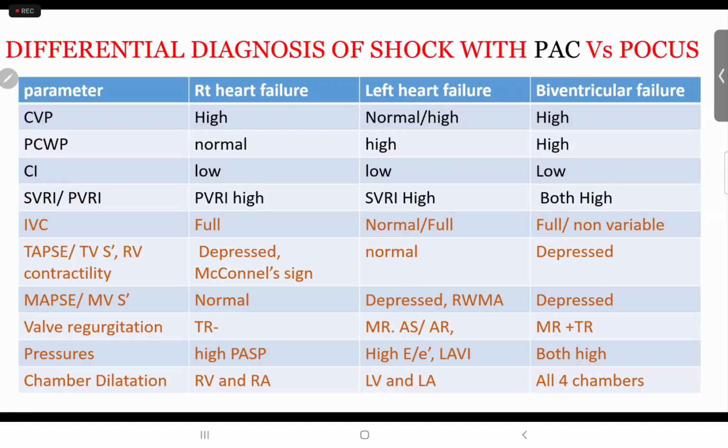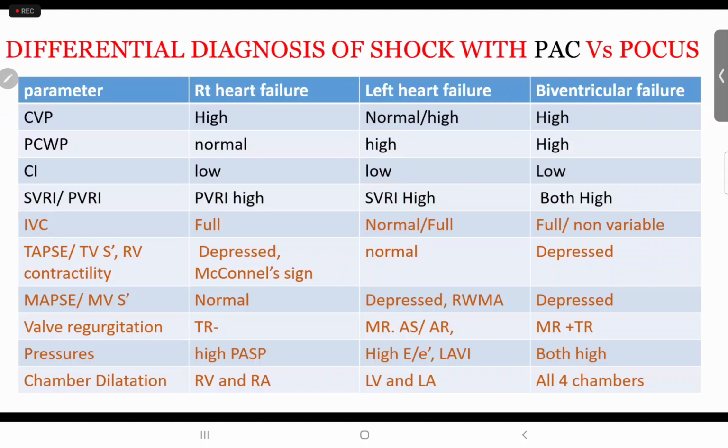Again, the secondary MR or secondary TR will be obvious once the chamber dilatation goes beyond the limit. Even right-sided pressure with pulmonary hypertension, judged by PASP, and left heart failure can be differentiated by high E by E prime and left atrial volume index in heart failure. So here, why I am putting these indices in a tabular format is that this is the basic knowledge with which we will approach a patient.